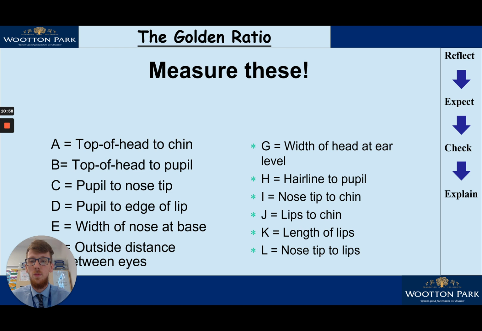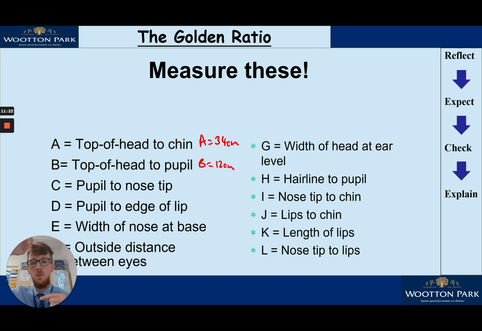So if you measure the top of your head to your chin, and it might be 34 centimeters, you write down A equals 34. Okay, and if you do them all in centimeters, so top of your head to your pupil, you might get that that's 12 centimeters. I don't know, I'm just making this up, but it could be 12 centimeters. Okay, so measure each one of those. So if you want to pause the video, measure each one. I'll show you a few diagrams if you're not sure what I mean.